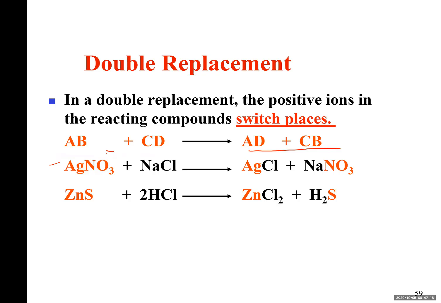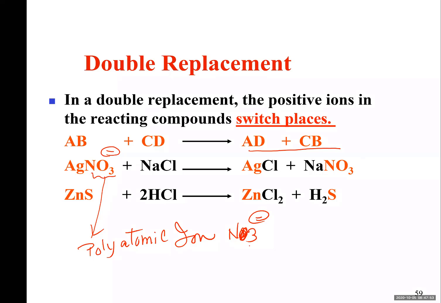So can I say NO3 has negative charge? How do I know? There is a table on your exam. There is a table on page 89 of your book, which gives you the charges of polyatomic ions. See, NO3 is a polyatomic ion. It means it's an ion which is composed of more than one atom. So do you see there are 4 atoms involved, 3 oxygens and 1 nitrogen, in making this ion?